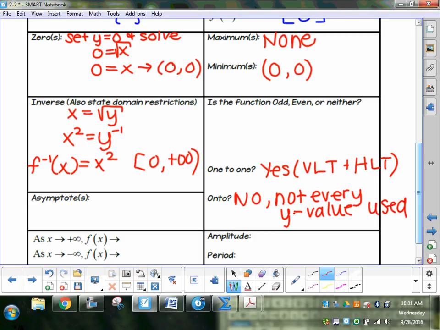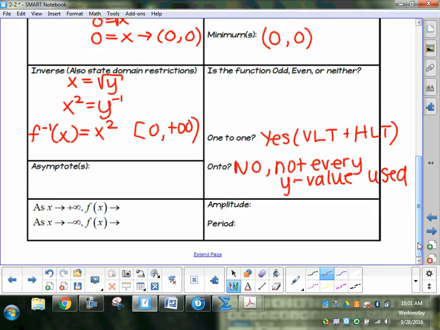You don't need to worry about amplitudes or asymptotes for it yet, because we haven't talked about it yet. We don't need to worry about amplitude and period. That's for trig graphs. As x goes out to positive infinity, what are the f of x values doing? Where do the y values go to as we keep going out to the right-hand side? They're going to keep increasing forever, so it's positive infinity.